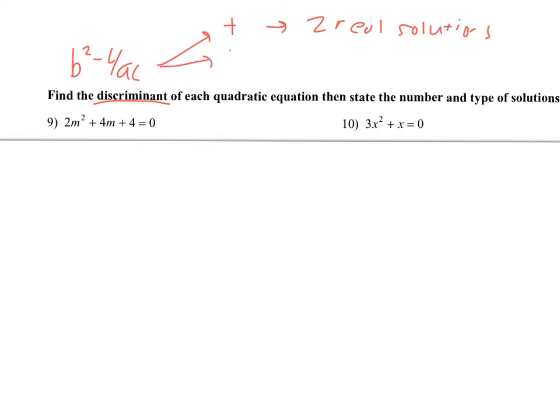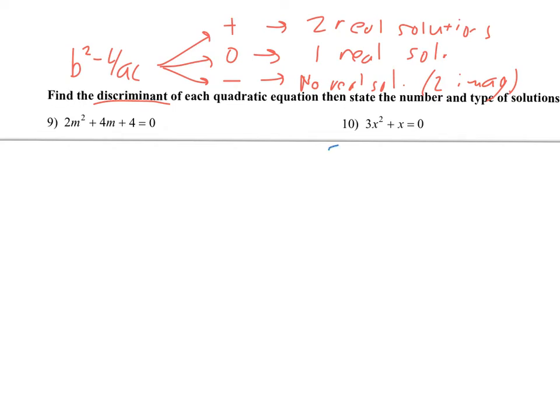If it comes out to 0, that means we have 1 real solution. And then if it comes out to a negative number, it means we have no real solutions, which actually means we have 2 imaginary solutions, because imaginary solutions are kind of the opposite of real. So I would kind of take those 2 answers interchangeably. So we're just going to do that here.